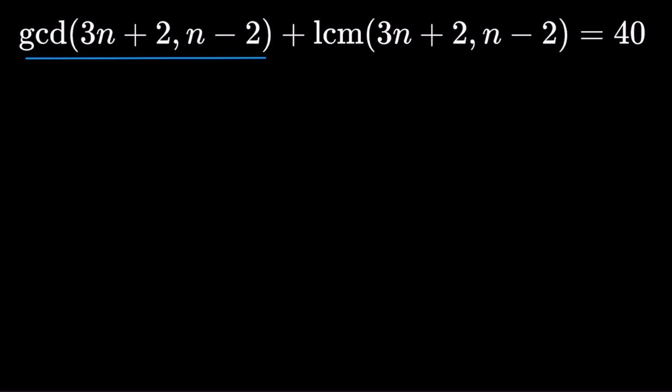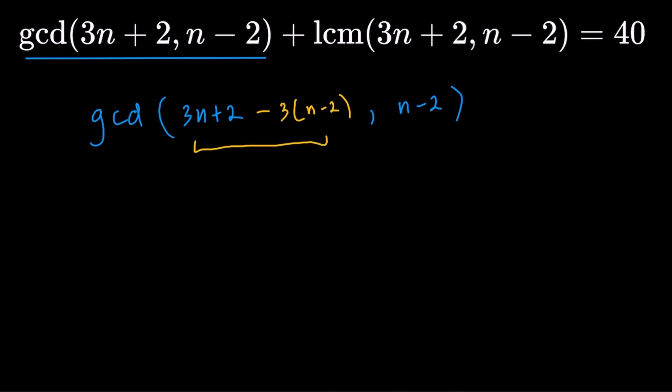Now, in this case, I'm going to use the Euclidean algorithm to write the first term into something more simple. So, by the Euclidean algorithm, I could have the GCD of 3n plus 2, and I'm going to specifically subtract 3 times n minus 2, and then the second number will still remain n minus 2. Now, if you simplify this portion, that's going to be 8. So essentially, this would be the same as saying the GCD of 8 and n minus 2.